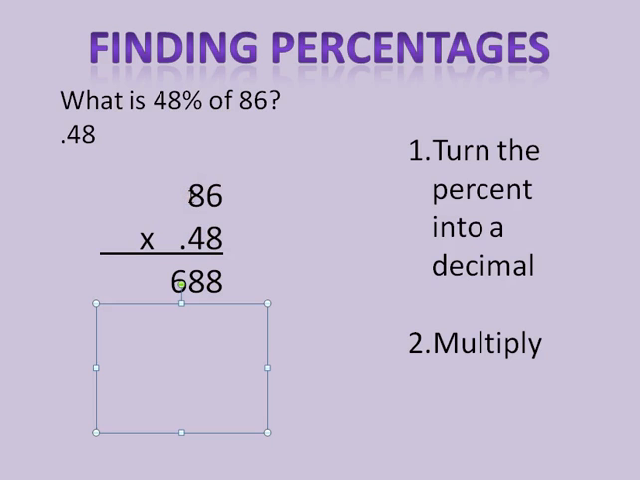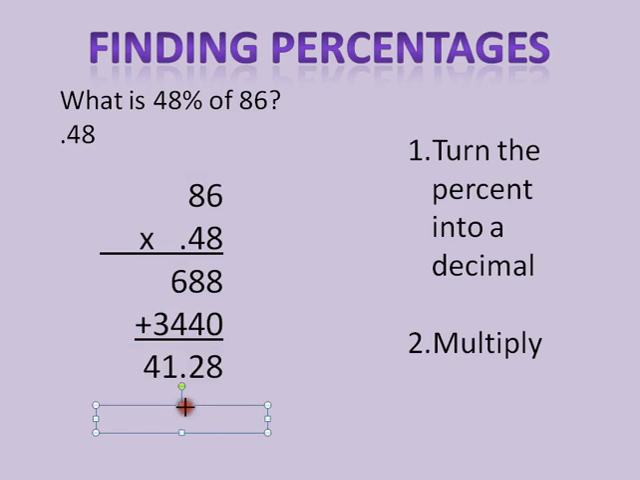8 times 8 is 64, plus that 4 we had up here is 68. Now I have to put a 0 down here to hold its place and start multiplying by this number here in the tens place. 4 times 6 is 24, and I'd put my 2 up here. 8 times 4 is 32, plus that 2 that would be up here is 34.